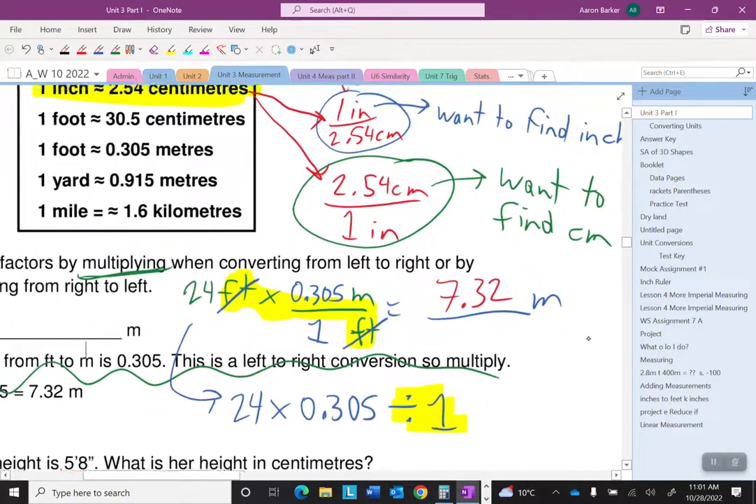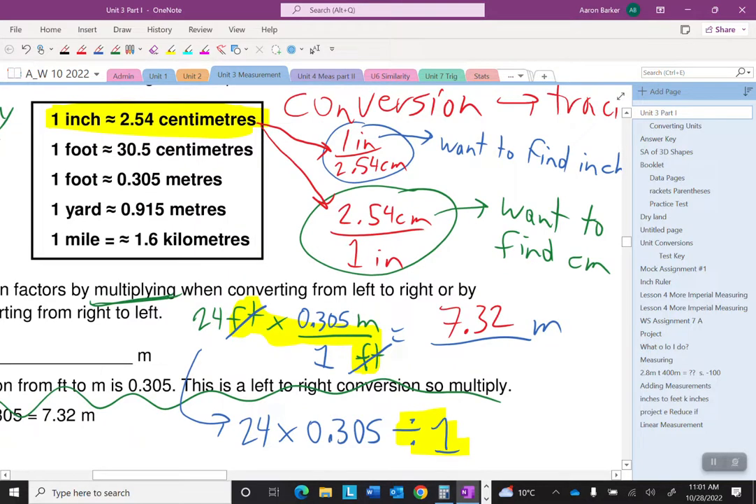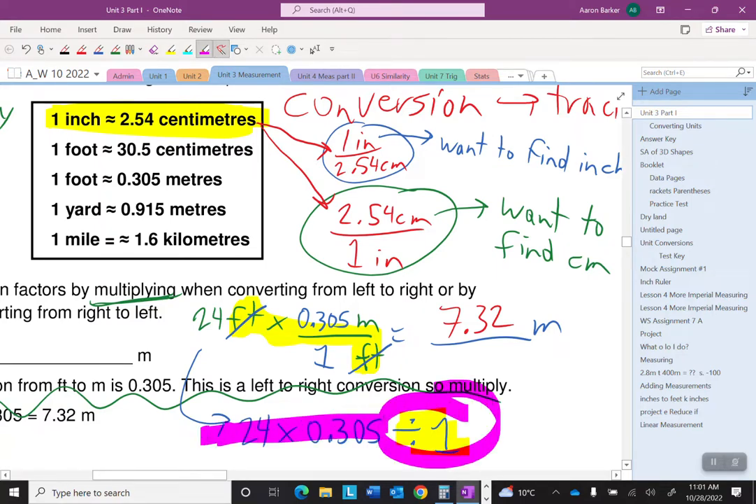And then again, if you didn't write it down, that's essentially what we're doing in a calculator: the 24 times 0.305, and then divide by 1, which you don't really need to do, but you should understand it, okay?